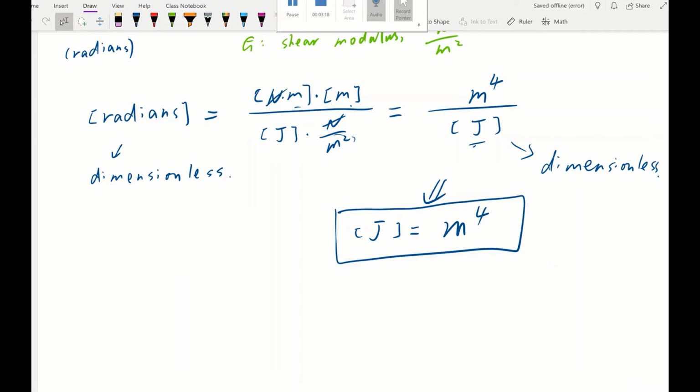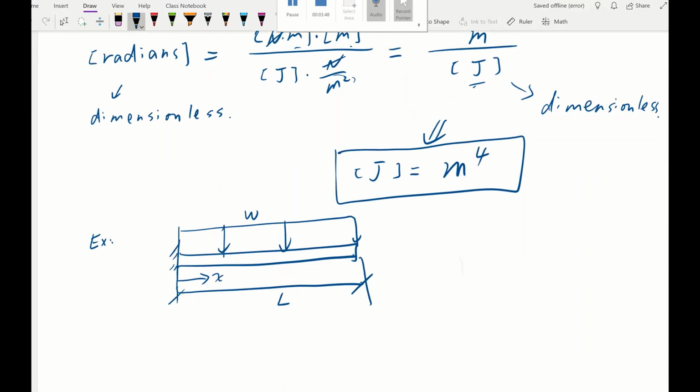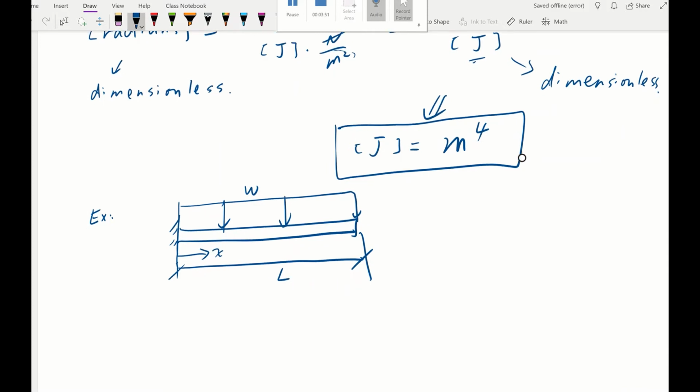Now let's look at some other example. All right, so in this example, they have this beam. It's a cantilever beam, kind of like a diving board, and they have some kind of forces acting on it. This is omega, and they give us this x dimension, and the entire length of the beam is L. Again, this is what you're going to learn in strength of materials.